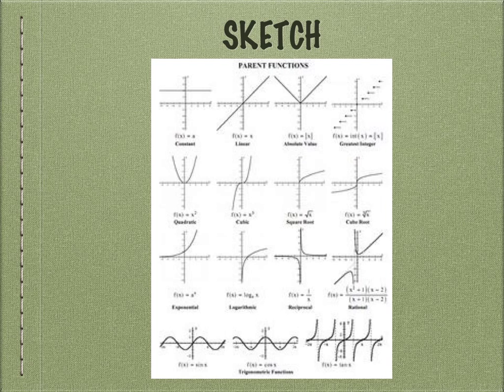So for the sketch, there are two ways. You can plug in points and use all the information that you had before, or you can have some idea of what the graph should look like. Let's say the x is just a constant on the very top left, x equals y, absolute value of x, and then so on.